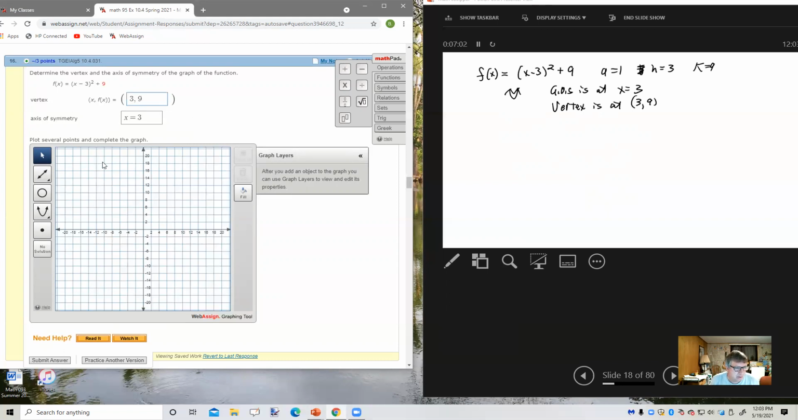All right, so in the graph here, we're going to click on the parabola button till it turns blue. I'm going to start with the vertex, which is at 3, 9. Now be careful because this graph, the scale, each square is 2 units. So 3, 9 is right about there. Okay.